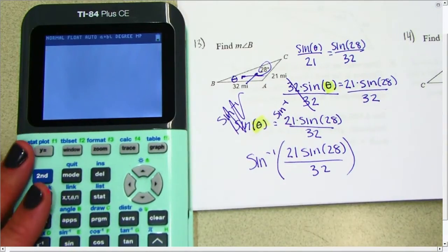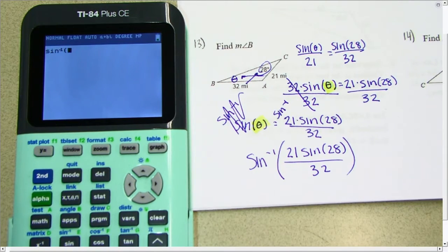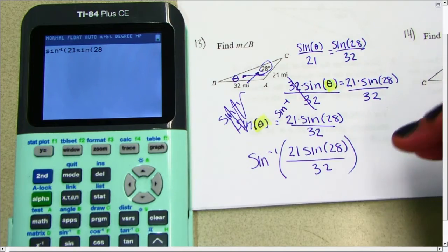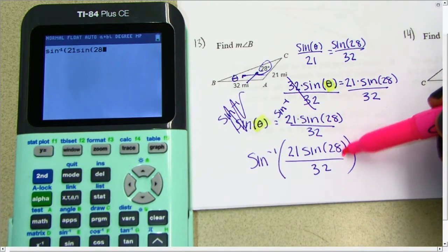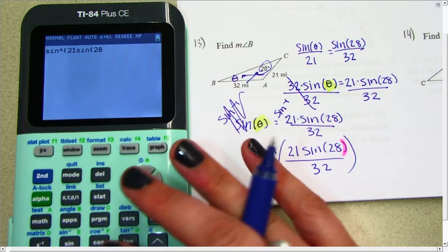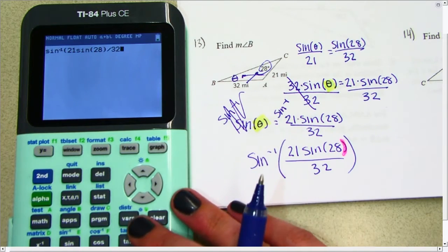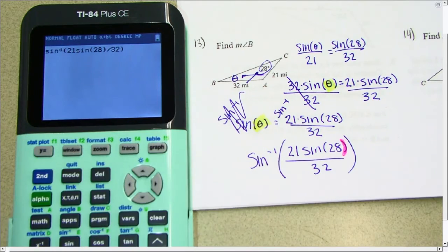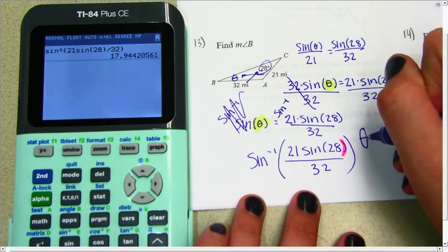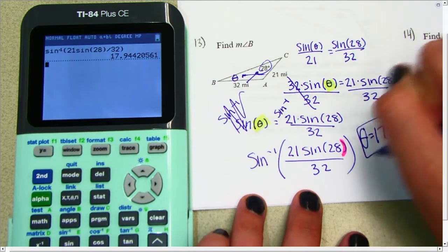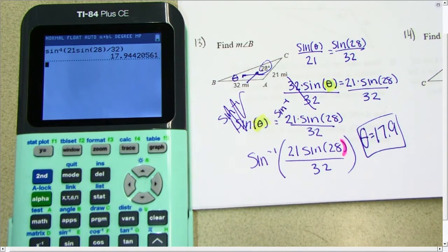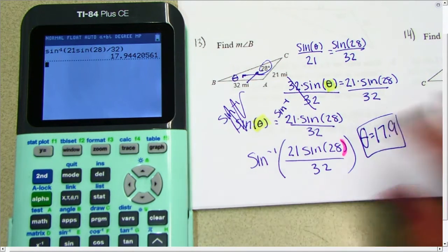So the way you want to type this in, second sine, then I'm going to type the numerator, 21 sine of 28. Remember, I have to close this parenthesis because I want to make sure that when I'm dividing, I'm dividing everything by the 32. Close the sine to the -1 parenthesis, press enter, and you get 17.9. So theta is 17.9. These are the hardest ones to do, I think, because you have to use the -1 with sine, and it can get a little tricky.